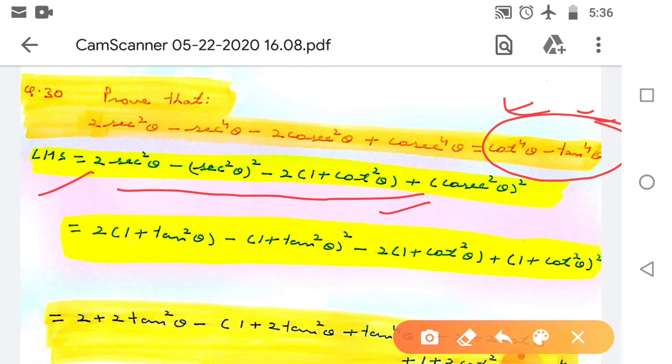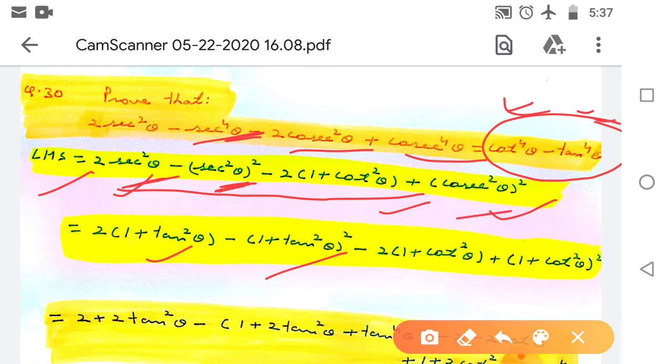Clear? Initially we have sec square theta, and this is sec 4 theta. Instead of writing sec 4 theta, we write sec square theta whole square, because we know that sec square theta is equal to 1 plus tan square theta. Similarly, cosec 4 theta we write as cosec square theta whole square. Now, instead of sec square theta we write 1 plus tan square theta, and instead of cosec square theta we write 1 plus cot square theta.